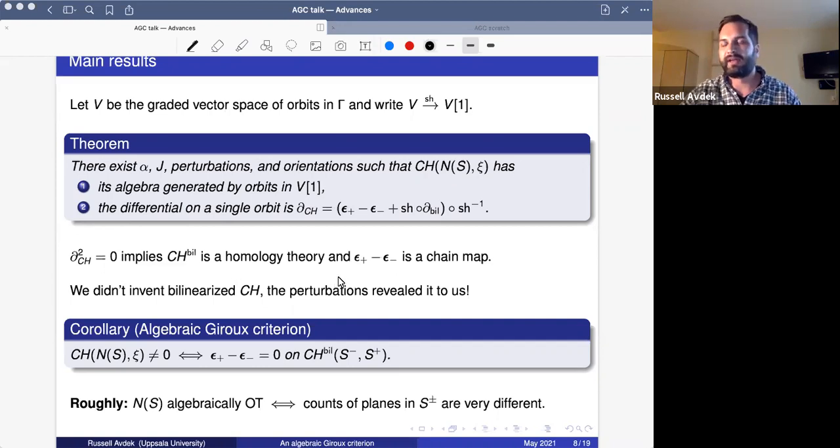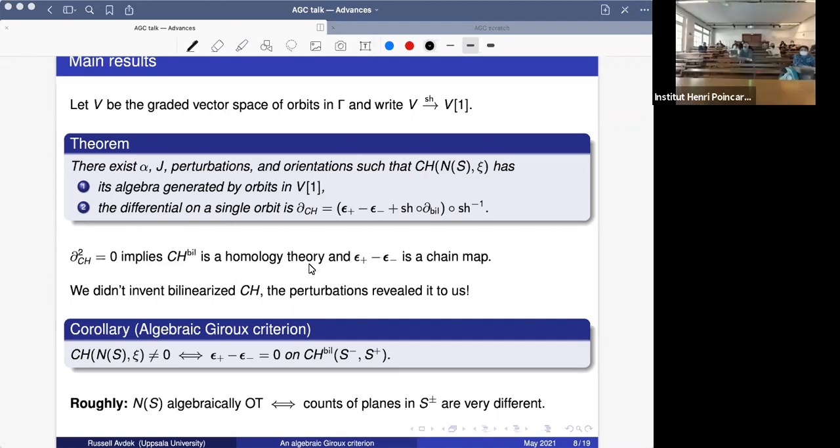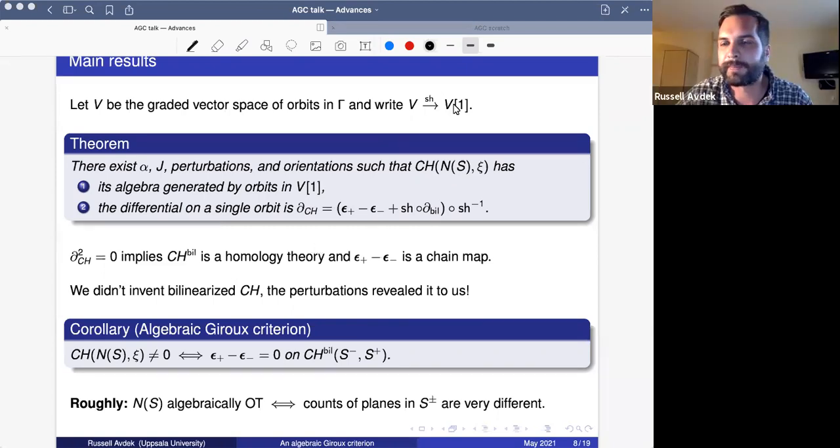Russel, yes? What is SH and SH minus 1? Oh, those are the grading shifts. Oh, okay. Yeah, so you can more or less ignore them. Maybe I'll state some things and then I'll take some questions.